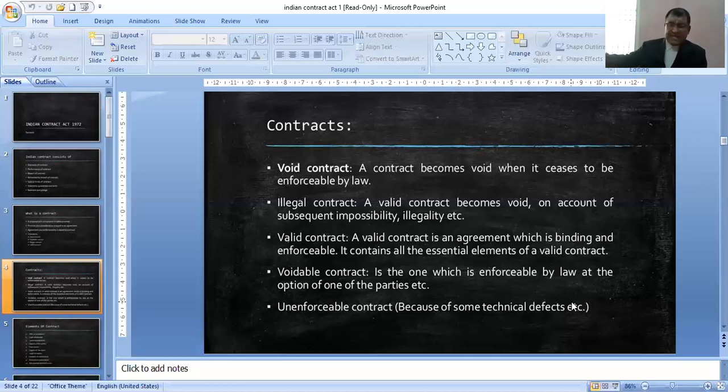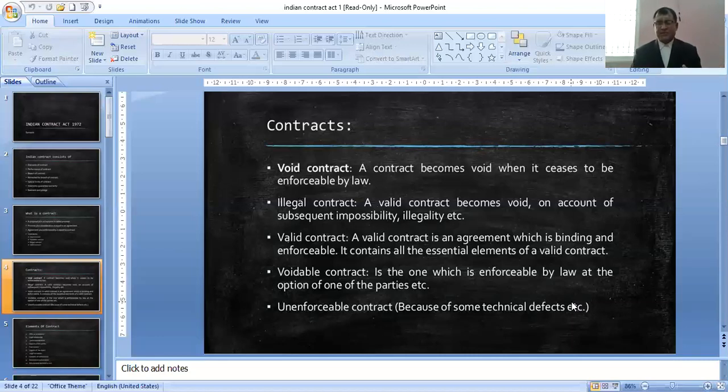But in the neighboring state of Kerala, lottery is very much legal. Suppose you made an agreement with the person who is supplying lottery to you to sell the lottery in Tamil Nadu. At that time, it was valid. Subsequently, it became illegal. So the contract became an illegal contract.